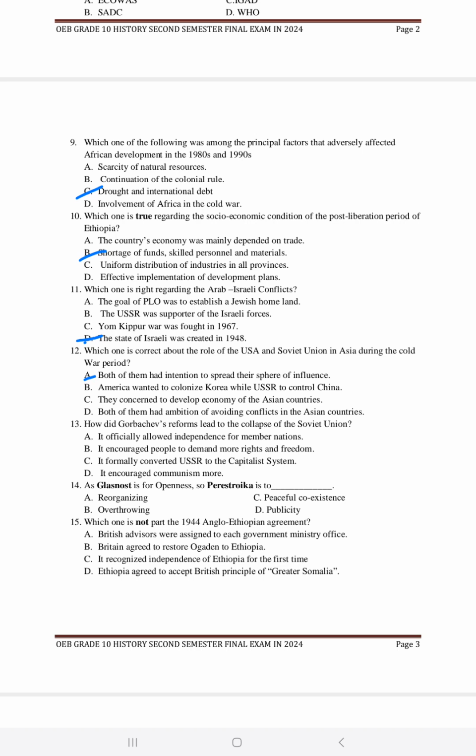Okay, question number 13. How did the Gorbachev reform lead to the collapse of the Soviet Union? The Soviet Union collapsed in 1991. The Gorbachev reform was the main factor. So what did Gorbachev lead? Two reforms, political and economic reform.